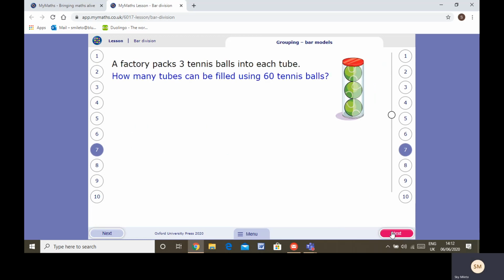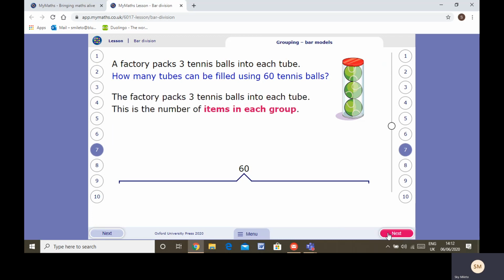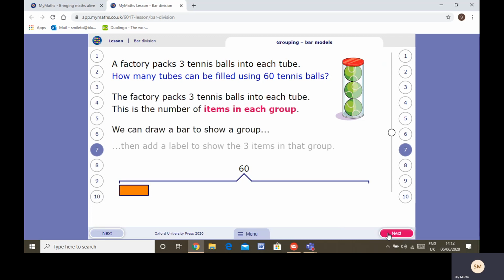Let's do one more example. A factory packs 3 tennis balls into each tube. They have 60 tennis balls, so they want to know how many tubes they need if 3 are in each one. So we know the total would be 60, and we know that there are 3 in one tube, so we can draw one little bar with 3. And then we need to think about the calculation we're doing.